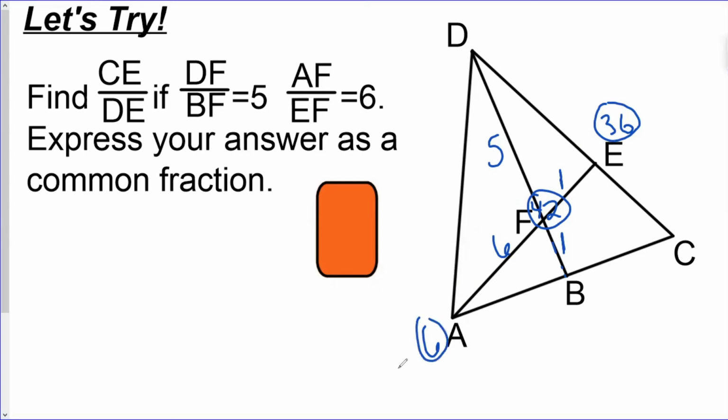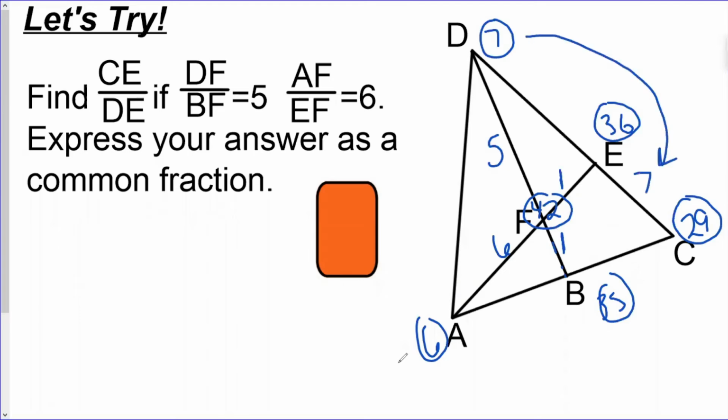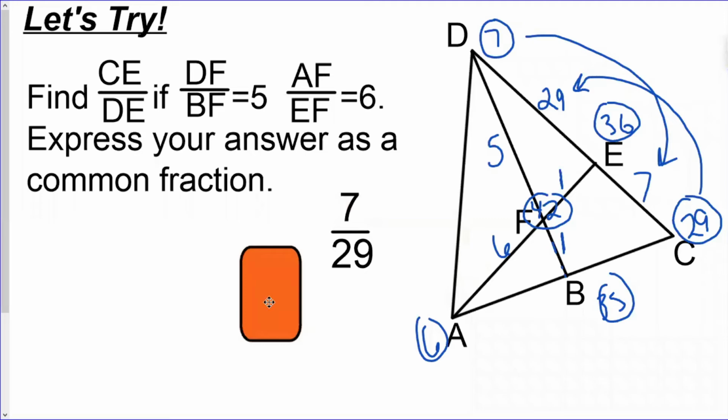We're going to do the same thing over here with DB, but we're going to have to multiply by 7. So that gives a mass of 35 at B and a mass of 7 at D. Finally, we're able to figure out what C is. If we know D plus C has to add up to E, and we also know A plus C has to add up to B, either way we do it, we realize C has a mass of 29. Our goal is to figure out CE to DE, and so this 7 becomes the ratio of EC, and this 29 becomes the ratio of DE. And so our final answer is 7/29.